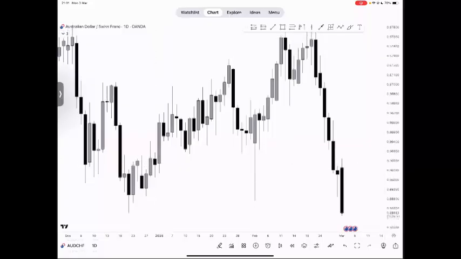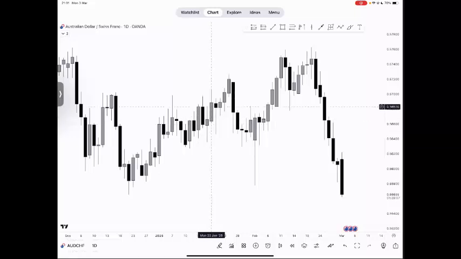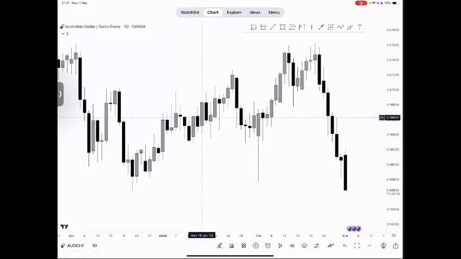You can see that after price formed that bullish engulfing candlestick, what happened? We had higher prices to the upside. This is another bullish engulfing candlestick. You can see that this particular bullish candlestick covered the bearish candlestick, and price continued with higher prices. Again, here we had a bullish engulfing candlestick.